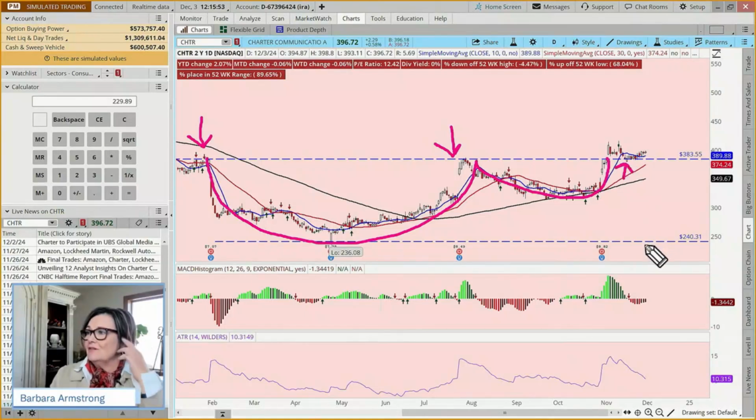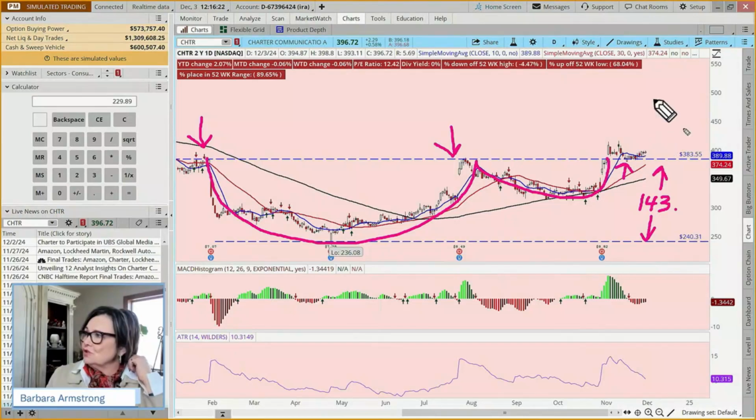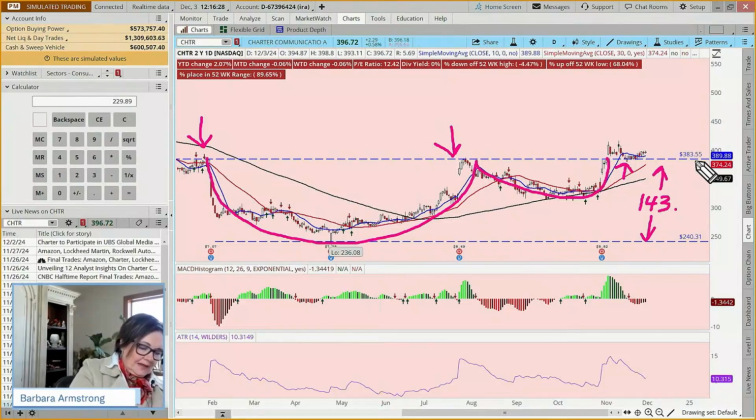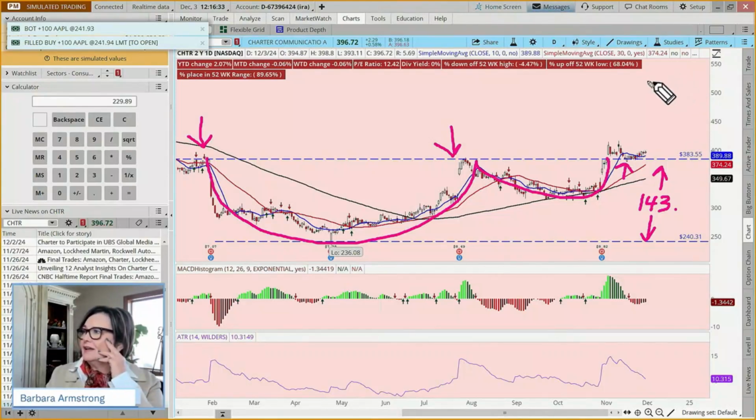Now, a technician measuring this might say, well, it's broken out, and ultimately this is about 100, you know, this is a big range, but it's an expensive stock, 143. And you might say, how long could it take for this to move up that far? Well, one, it may never get that far. But two, so what might our target be? Well, if we take 383 and we add our 143, that's 526.